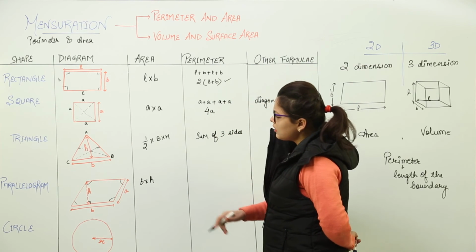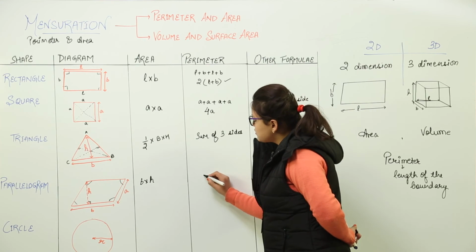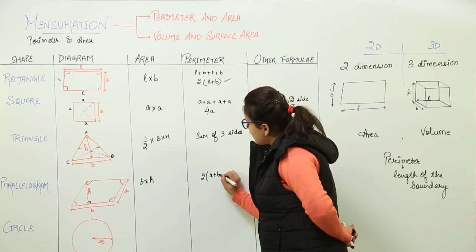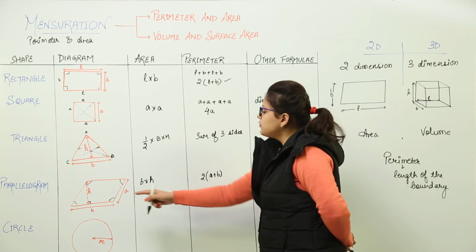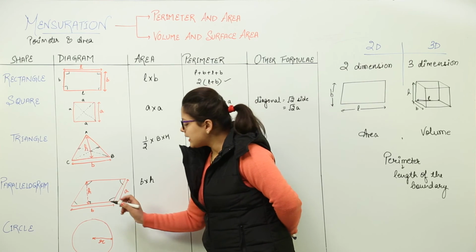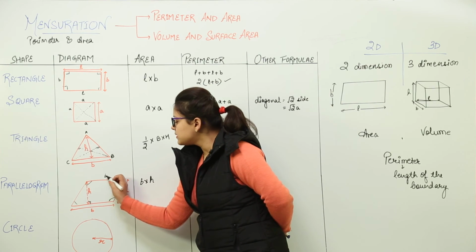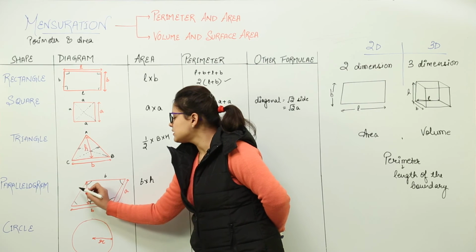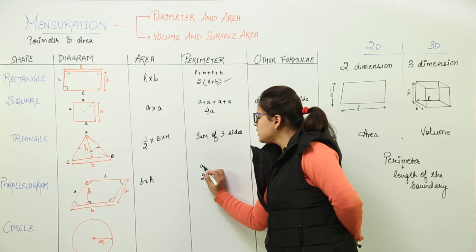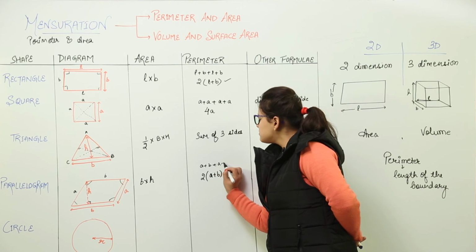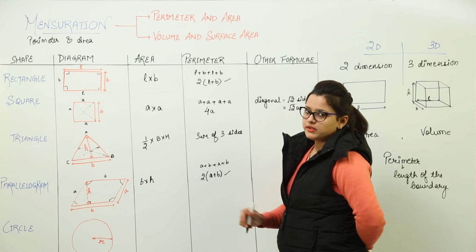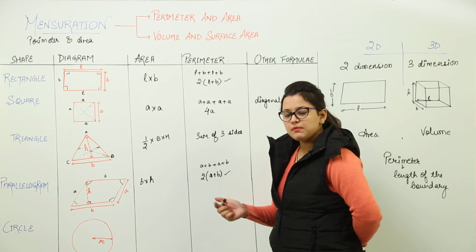Similarly, what will be the perimeter for a parallelogram? It would be 2 into (A plus B). I told you a parallelogram has opposite sides equal. That means this opposite side would also have measurement A, and if this is A, this also would have been A. So what would be the perimeter? It should have been A plus B plus A plus B, or you write the direct formula 2 into (A plus B). Both will give you the same answer.